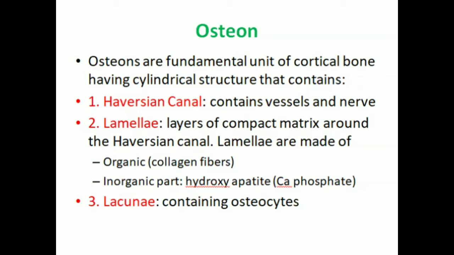Lamellae, layers of compact matrix around the Haversian canal, are made of organic fibers like collagen and inorganic material such as hydroxyapatite, which contains calcium phosphate. Lacunae contain the osteocytes.